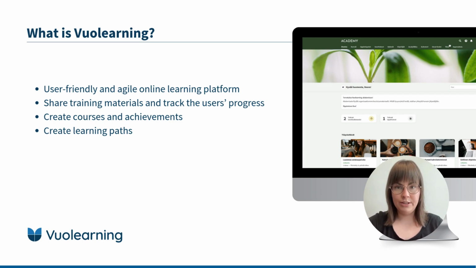You can create courses and different achievements such as task lists or milestones. Courses and achievements can be linked together to form a learning path. Learning paths are compilations of several steps, and in addition to courses, these steps can consist of achievements or calendar events.